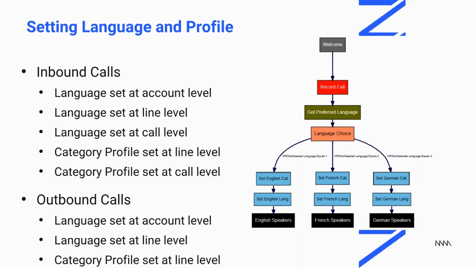But you can also then set these languages and the profile, so what category you're going to do, in the line. So basically within the IVR, you can say, I want to speak French, I want to speak German, I want to speak English, whatever, and the call will be categorized and analyzed that way. Similarly, for outbound calls, you can set it at the account level. So you're all speaking Danish, for example, or it can be set at the line level. So outbound French sales calls, outbound Dutch sales calls, outbound English sales calls. And again, those are set at the line level for the analyzing of the categories.